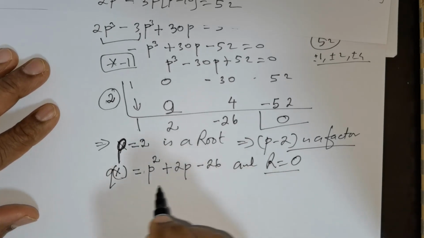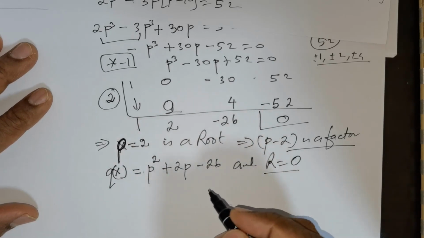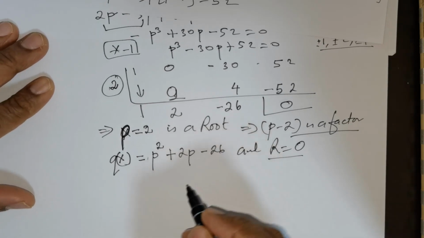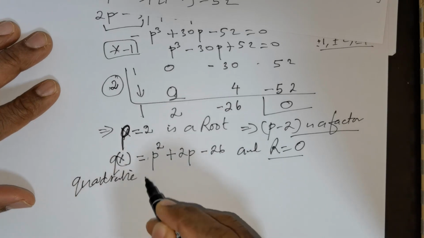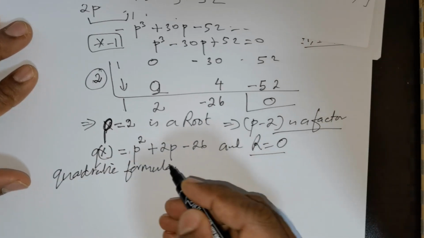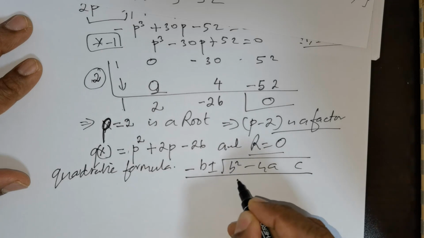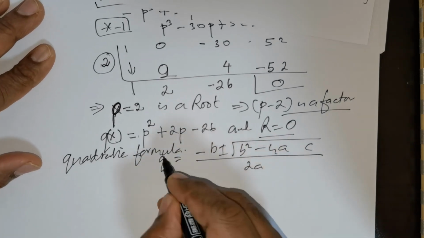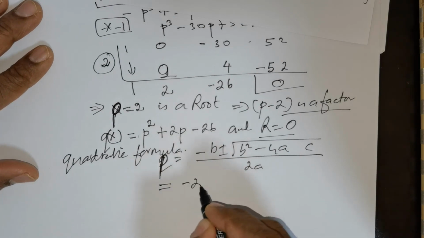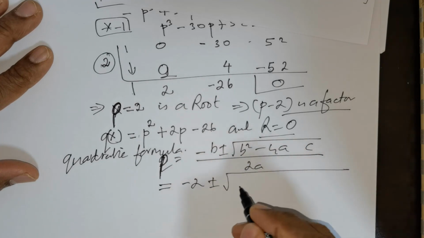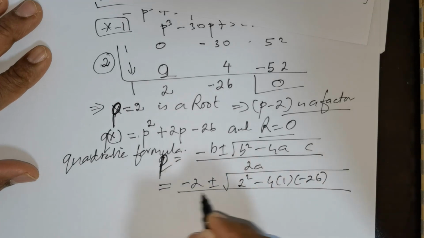So we have to actually extract the roots of this, and the best way to get the roots is using the quadratic formula. So I'm going to use the quadratic formula. It's going to be negative b plus or minus root of b squared minus 4 times ac, divided by 2 times a. This will give me the roots. So in this case it's p. So negative 2 is going to be there, plus or minus root of b, which is 2 squared, minus 4 times a times c, which is 26, divided by 2.